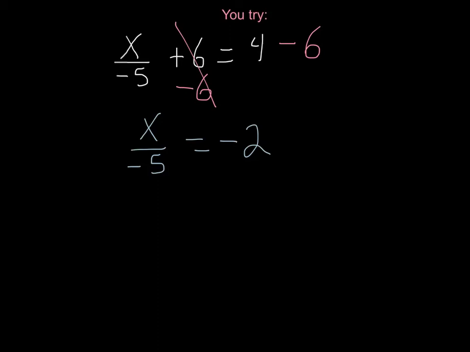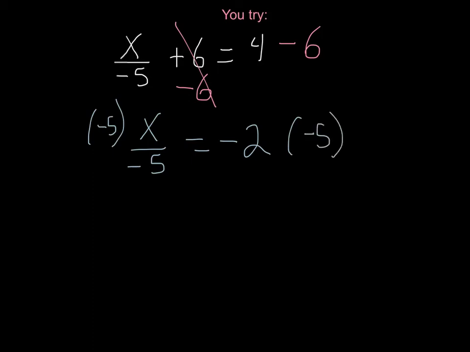Now we can move on to our second part, which is going to be dealing with the division here. So when we look at here, we've got x dividing by negative 5. Well, the opposite of dividing is going to be multiplying. So we're going to multiply the top by our negative 5. And what we do to one side, we've got to do to the other. So we're going to multiply this side by negative 5.